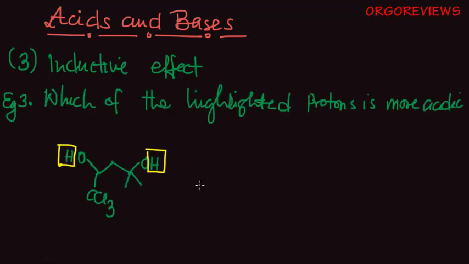Which of the highlighted protons is more acidic? In this example, we have to write the conjugate base for when each one of the hydrogens is removed. So to make life easy, I'll label this as hydrogen A and hydrogen B. So if I remove the hydrogen A, this is what I'm going to get. I have this oxygen with a negative charge, with a trichloromethyl group, and I'll have the hydroxyl group at that position. And if I remove hydrogen B, I'm going to be left with something that looks like this.